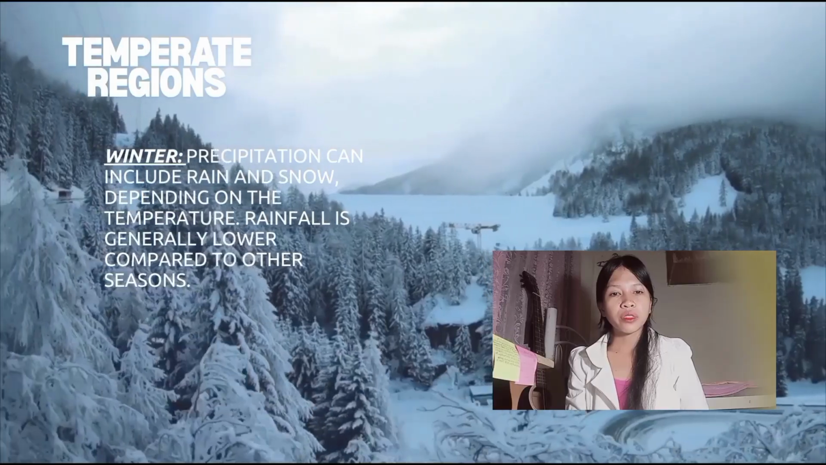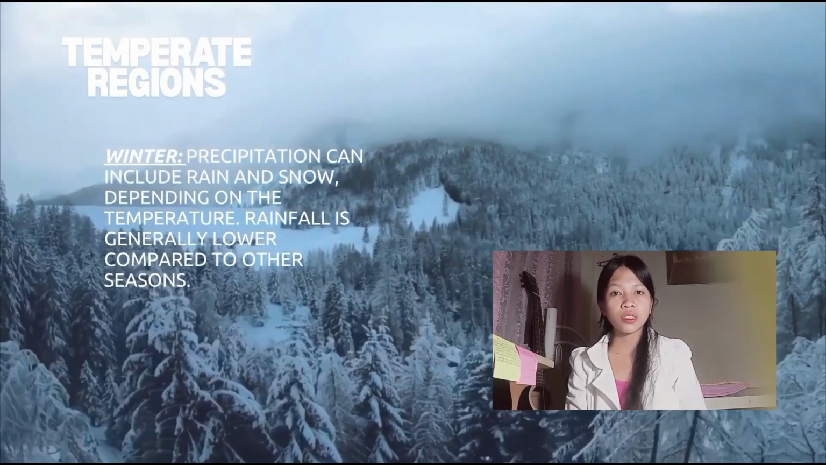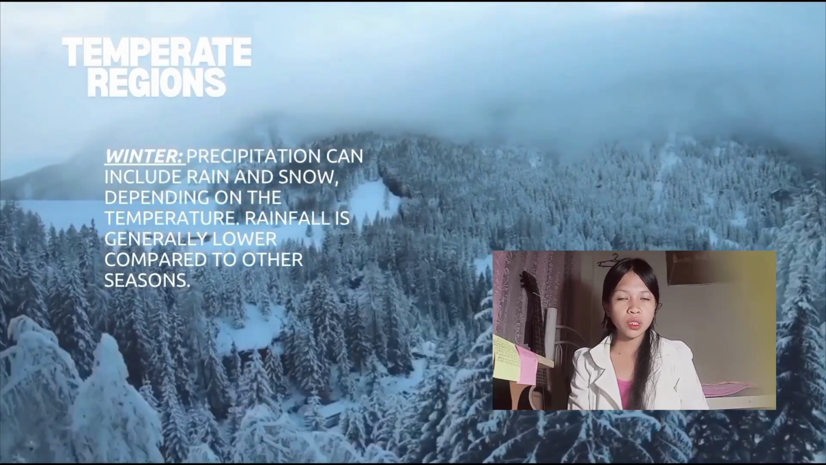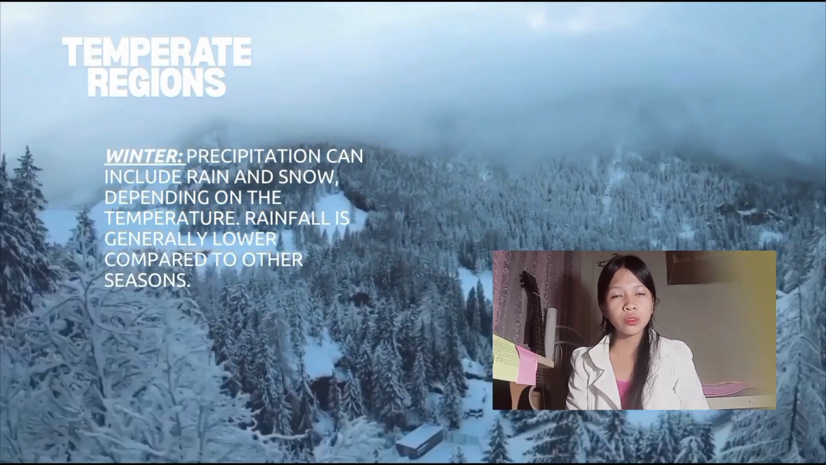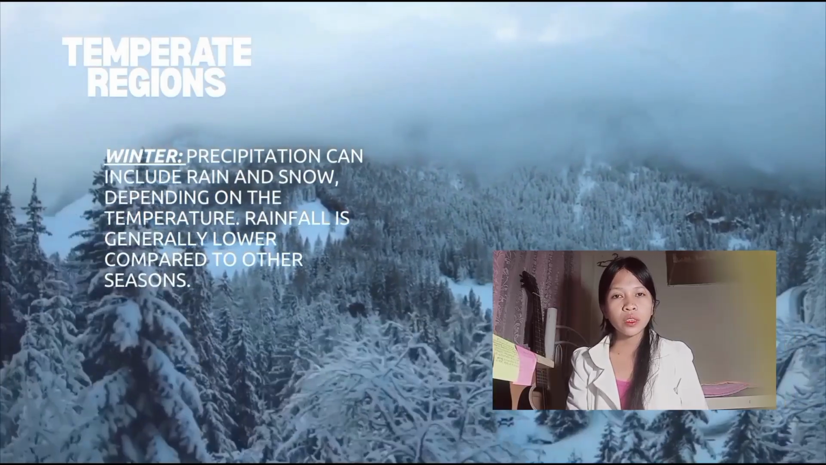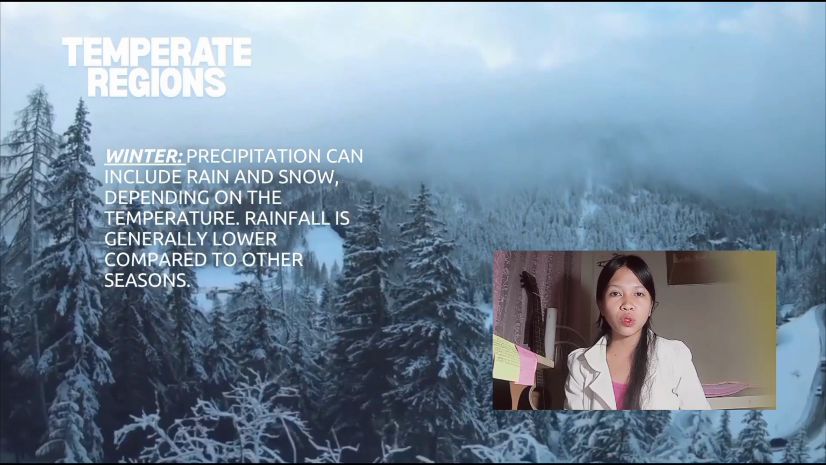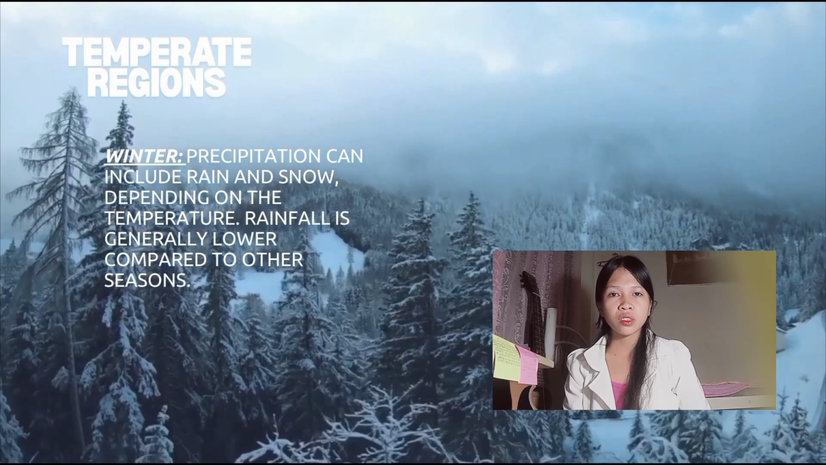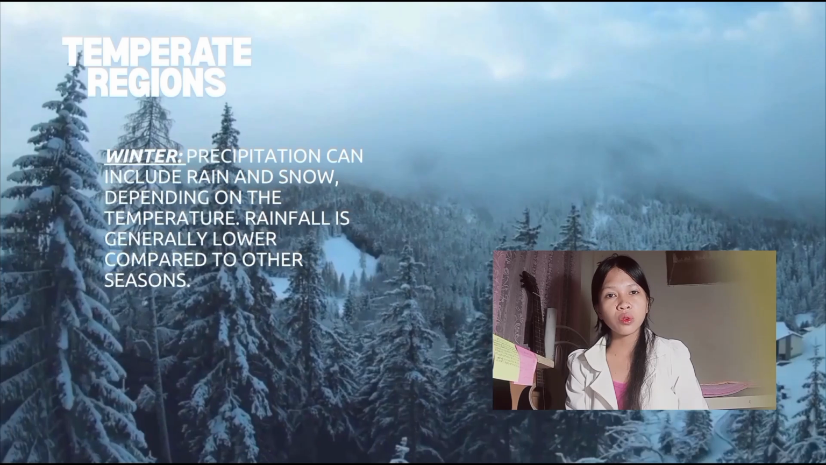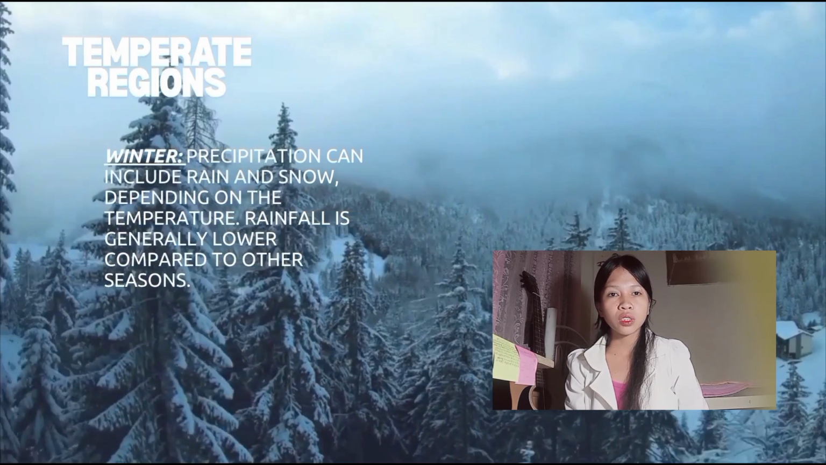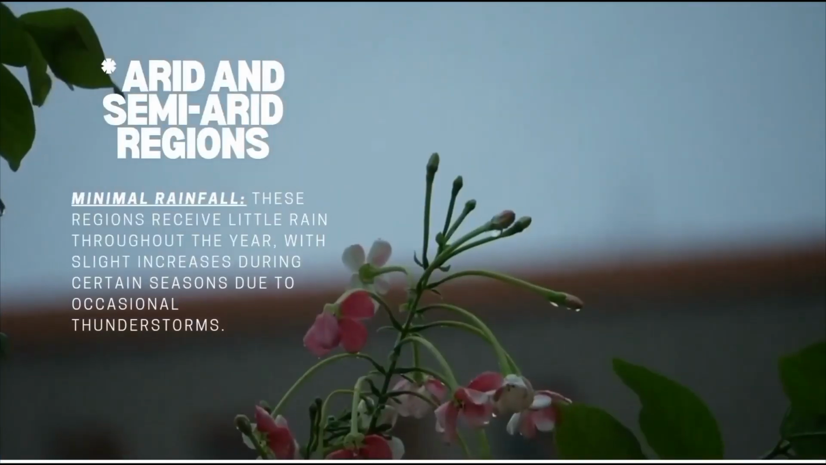Next, we have winter. So winter precipitation can include rain and snow depending on the temperature. So rainfall is generally lower compared to other seasons. So when we say winter, mo ni siya ang muna siya mag-start og snow. So winter precipitation is often associated with mid-latitude cyclones, with the form of precipitation, rain or snow, determined by temperature.